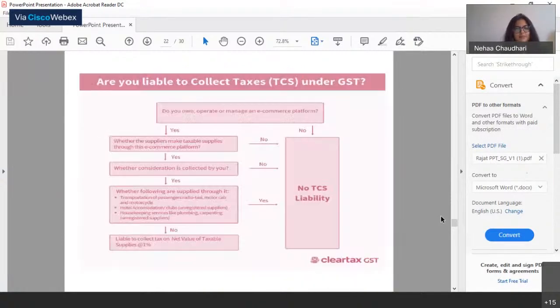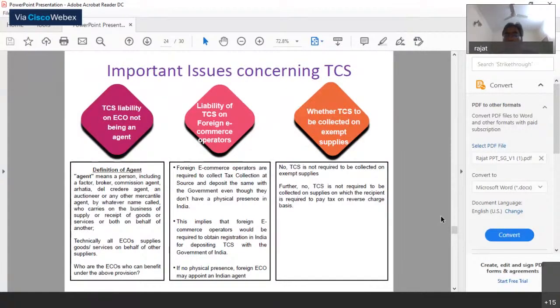Yeah. Now I will broadly discuss some of the important issues concerning tax collection at source. First, the provision says that the tax collection at source liability is on the e-commerce platform who is not an agent. Now, who are these e-commerce platforms who are not an agent? Frankly speaking, even I have not been able to answer this question, and GST law nowhere, by way of notification or circular, has clarified what is the difference between an e-commerce platform and an agent.